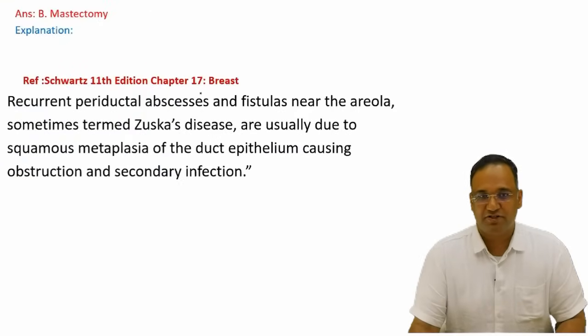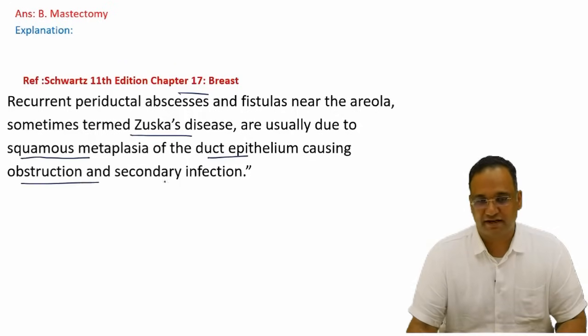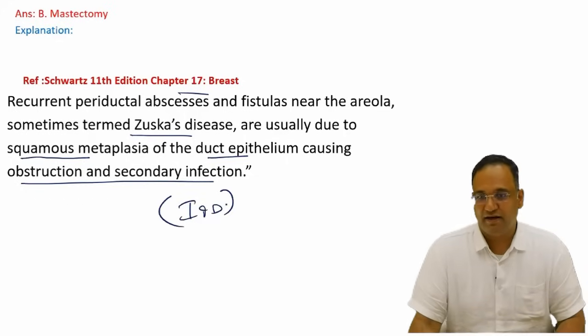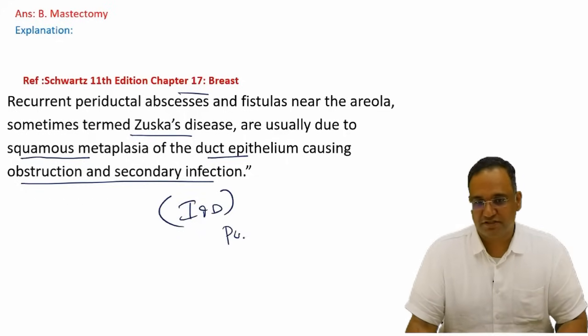As given in 11th edition of Schwartz, chapter 17 on breast cancer, recurrent periductal abscess and fistula near the areola, sometimes termed Zuska disease, are usually due to squamous metaplasia of the duct epithelium causing obstruction and secondary infection. So, abscess anywhere in the body, you should do I and D, very important, I and D. So, there will be a pus discharge.